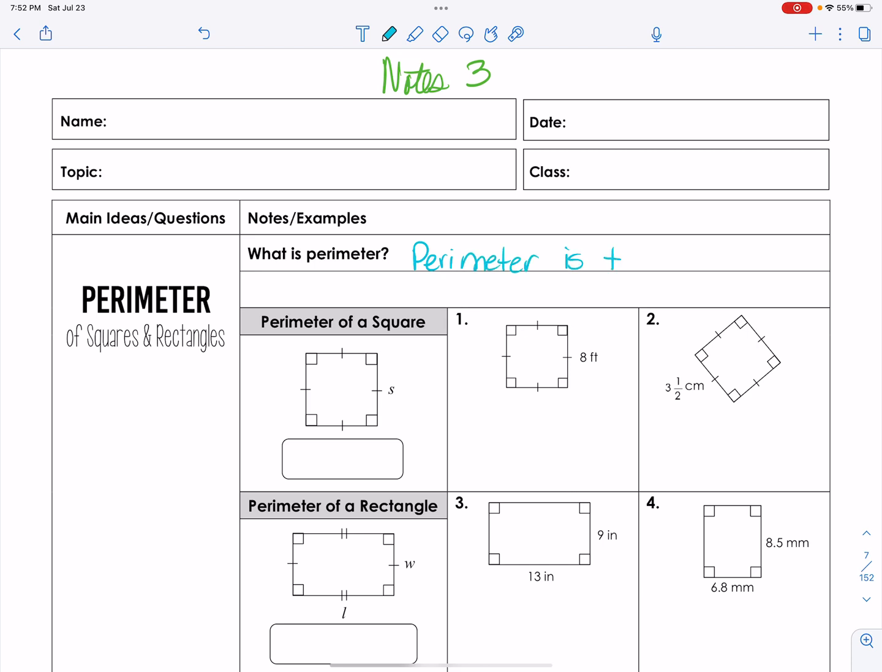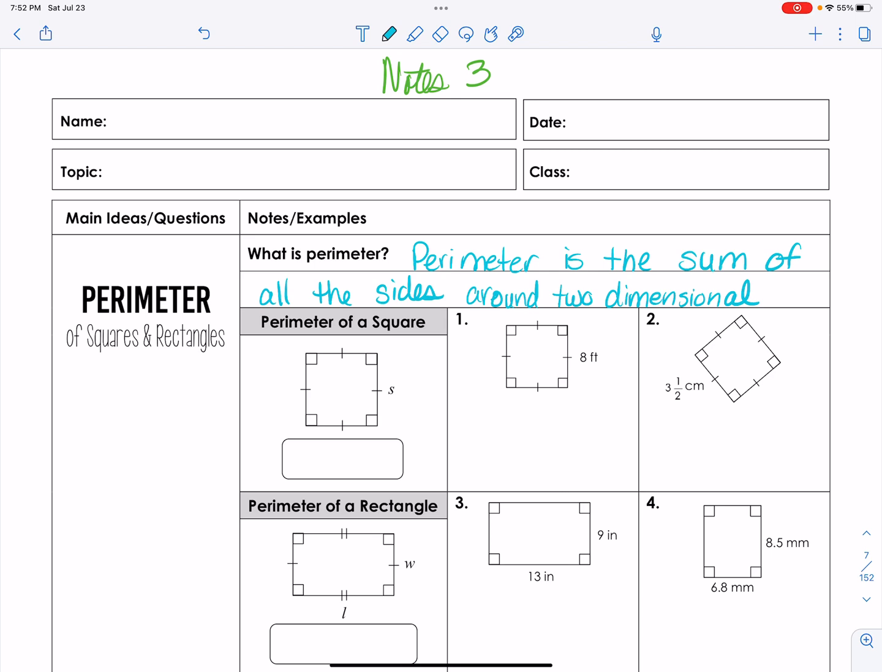Perimeter is the sum of all the sides. Okay, the perimeter around a two-dimensional figure. I forgot about this, so it's got to be flat. We're not doing cubes or anything right now. We're not doing prisms and pyramids. Those are going to come up in this chapter. But right now, perimeter is around a flat surface.